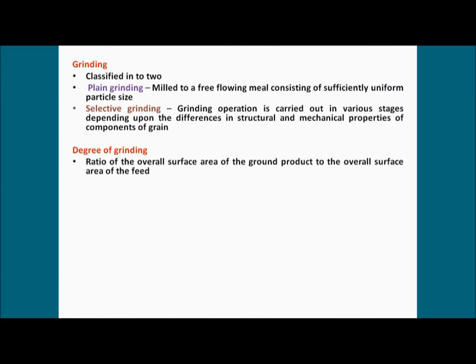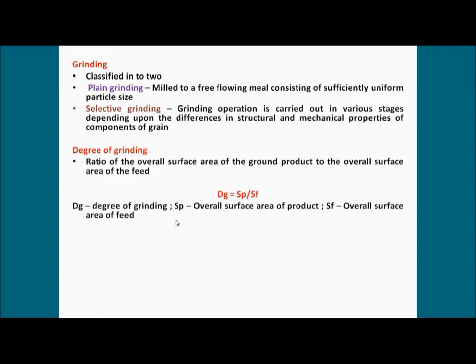Degree of grinding is the ratio between the final surface area of the product divided by the initial surface area of the feed, right? So this is the degree of grinding. So DG = SP divided by SF, where SP is the overall surface area of the product, SF is the overall surface area of the feed, and DG is the degree of grinding.